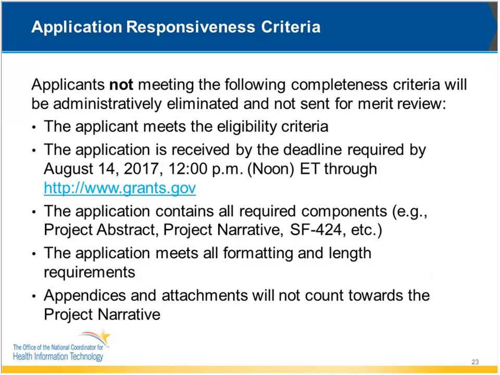The application responsiveness criteria we'll cover next. Applications not meeting the following completeness criteria will be administratively eliminated and not sent for merit review. The applicant must meet the eligibility criteria. The application should be received by the deadline, August 14, 2017, by 12 noon Eastern Time through grants.gov. The application must contain all required components, for example, the project abstract, project narrative, SF424, etc. The application must meet all formatting and length requirements, and appendices and attachments will not count towards the project narrative.